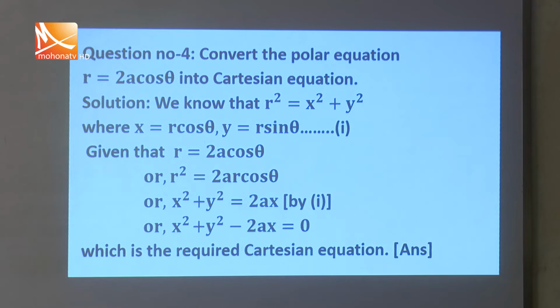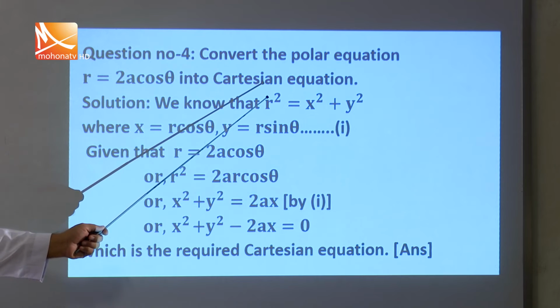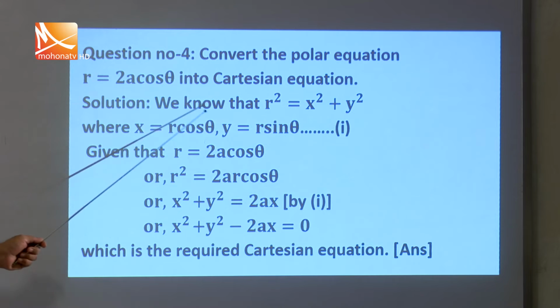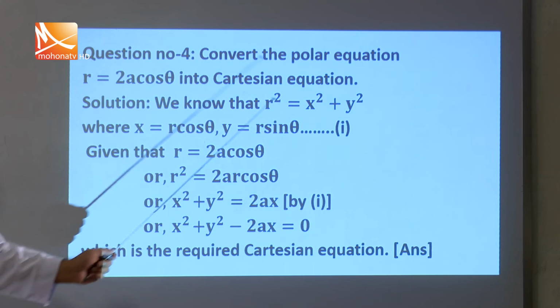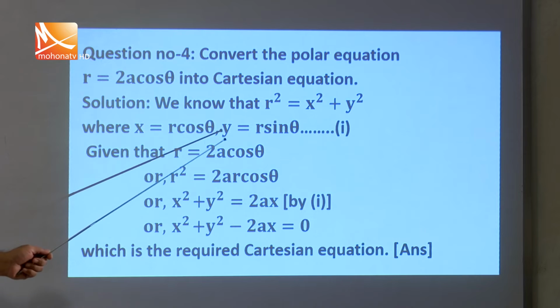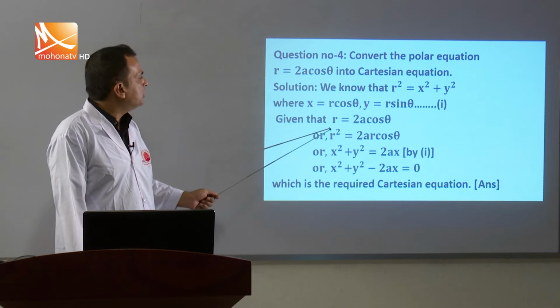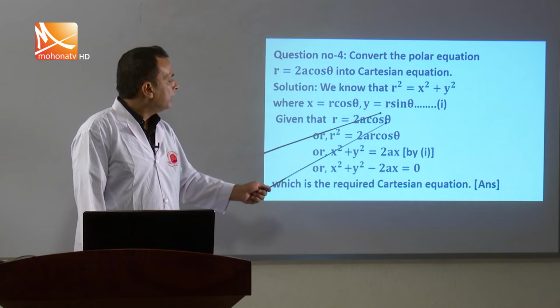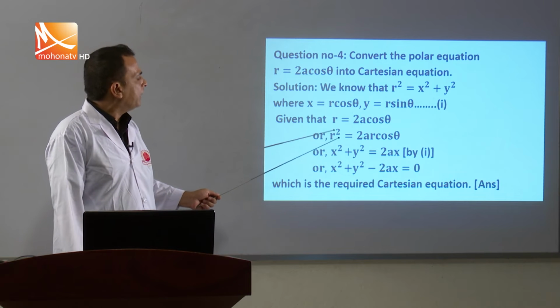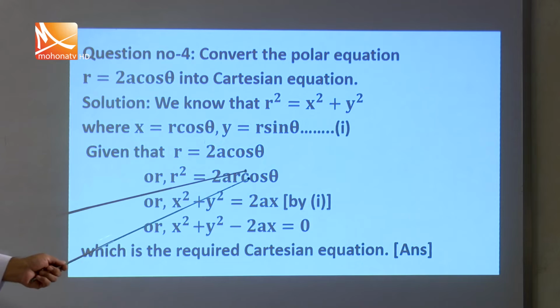Now we are going to see another problem, question 4. Convert the polar equation r is equal to 2a cos theta into the Cartesian equation. Again, we know that r square is equal to x square plus y square, where x is equal to r cos theta and y is equal to r sin theta. This is relation number 1. Given that r is equal to 2a cos theta, now we multiply both sides by r, then we get r square is equal to 2a r cos theta.